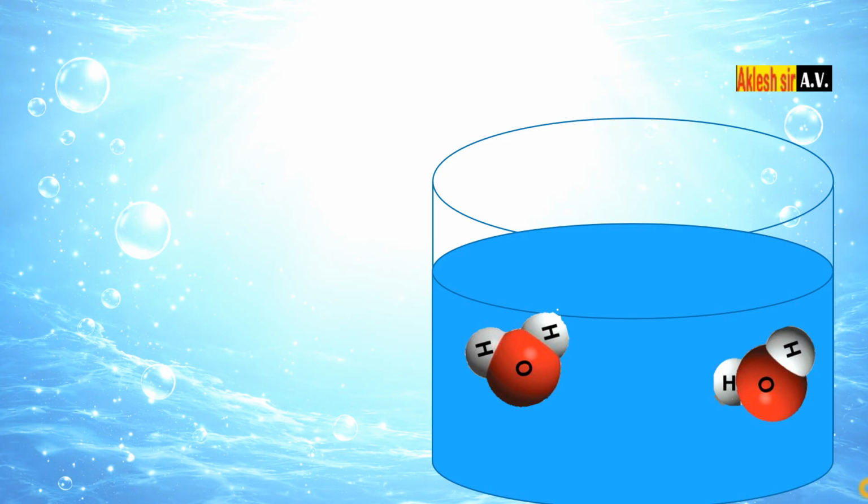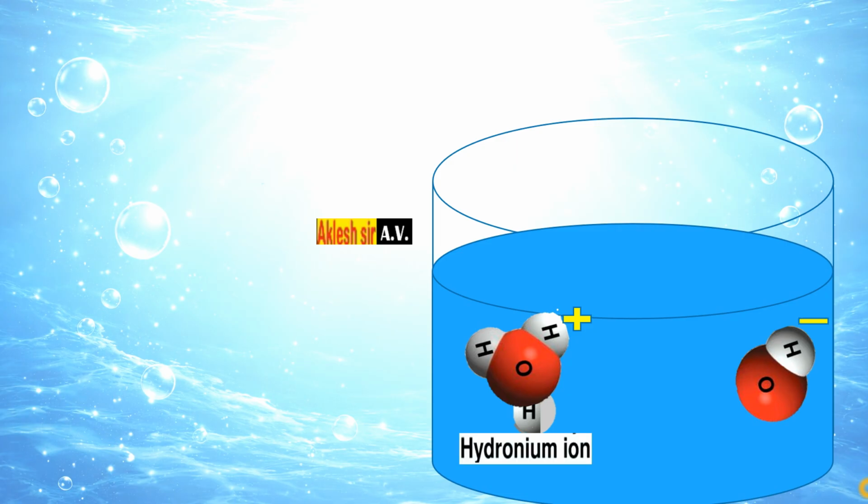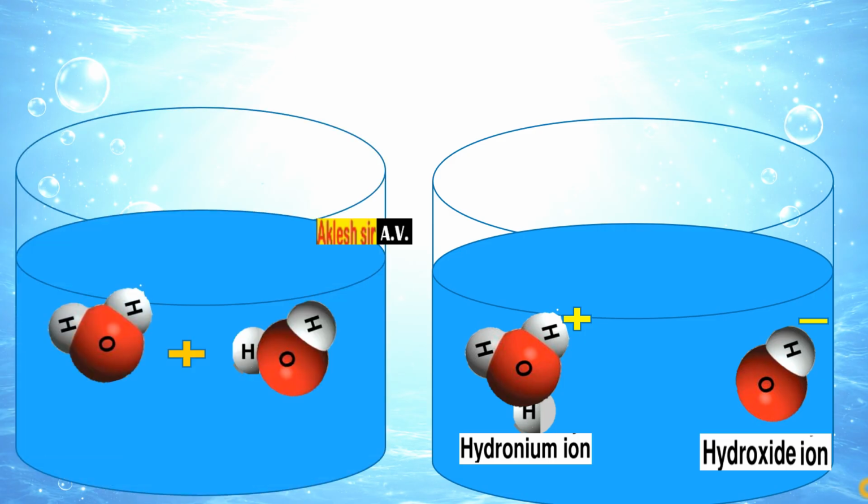So what will happen, one water molecule will donate a proton to another water molecule, and it is going to form a hydronium ion. And here OH minus will be formed, which is known as the hydroxide ion. So to form one hydronium ion and one hydroxide ion, you require two water molecules. This is the reaction. That means two water molecules are used to give one molecule of hydronium ion and one hydroxide ion.